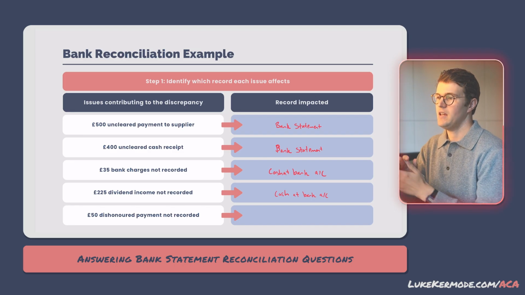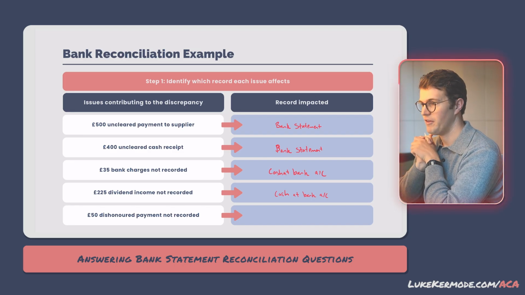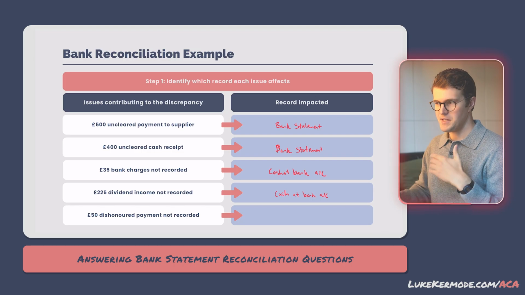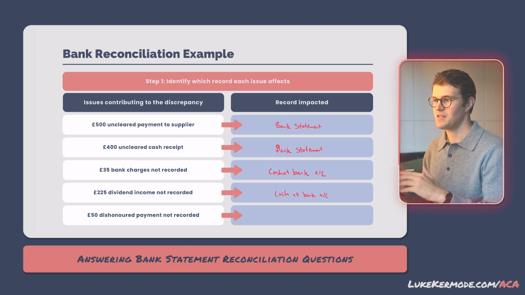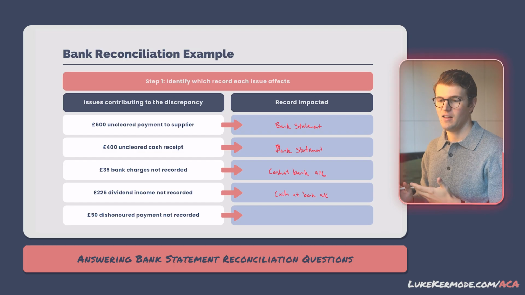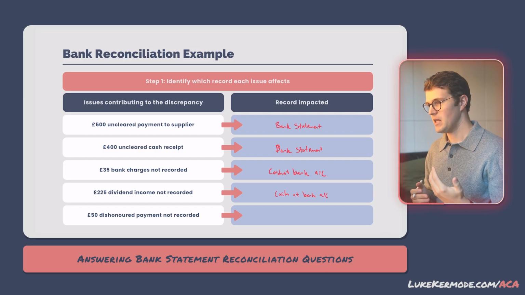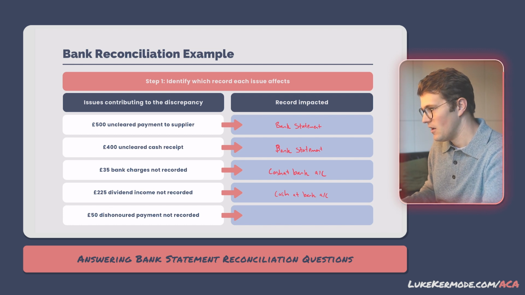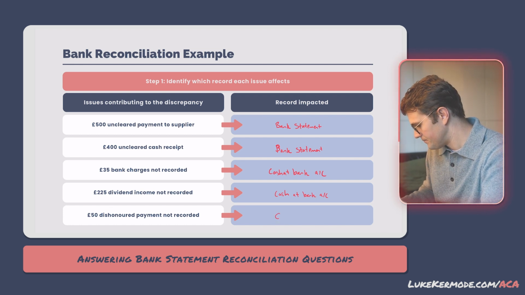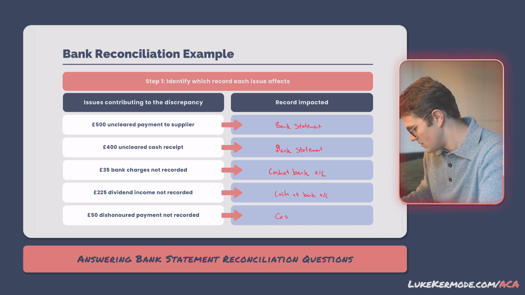Finally, we have the dishonoured customer payment of £50. This has been treated as received in the company's accounting records, but the customer's bank later rejected it, and since the transaction was never reversed in the company's books, it also needs to be corrected in the cash at bank account. So that's the record impacted by this issue.